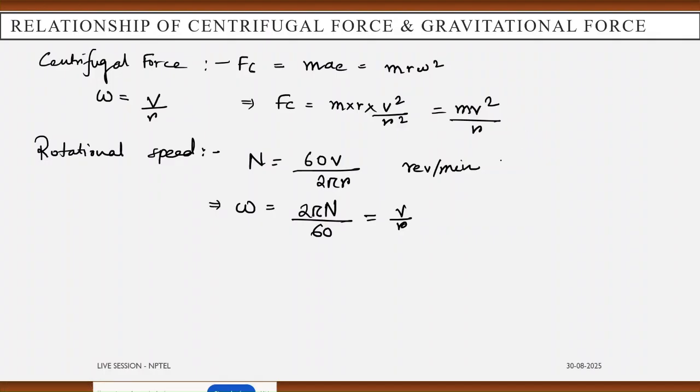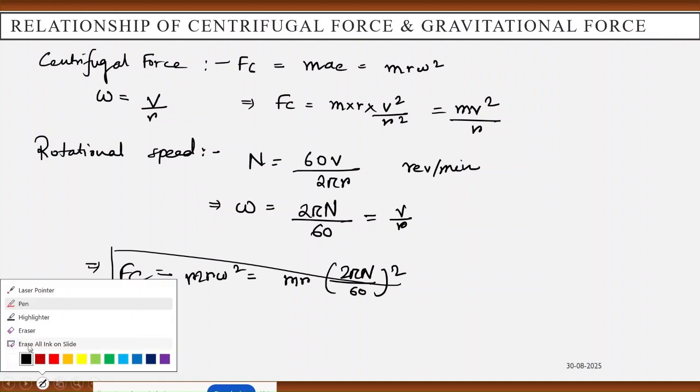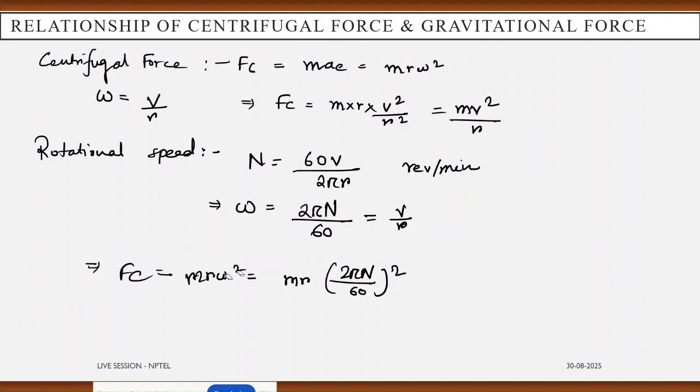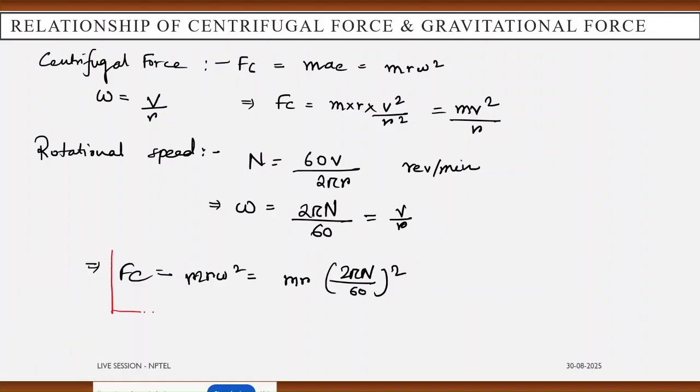So, moving to this equation, we can also write Fc equals m r omega square, which is m r times (2 pi N by 60) the square. So this equation we can also use to calculate the centrifugal force in terms of the rotational speed.